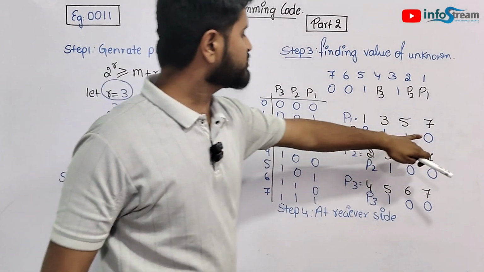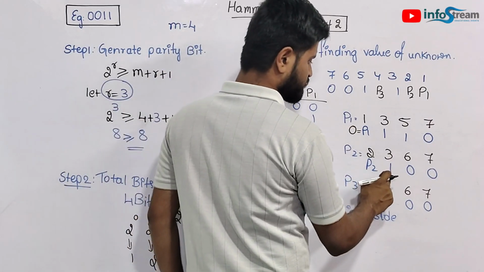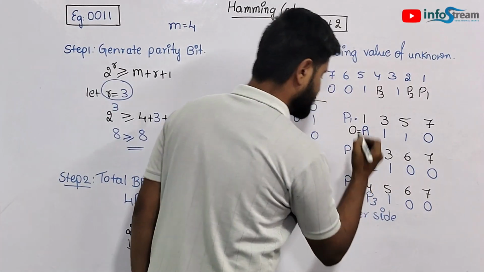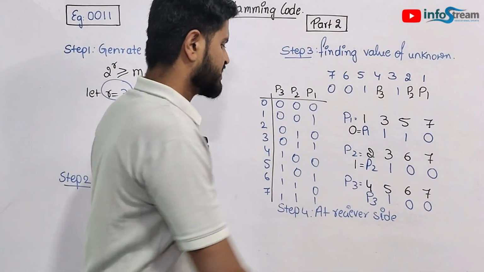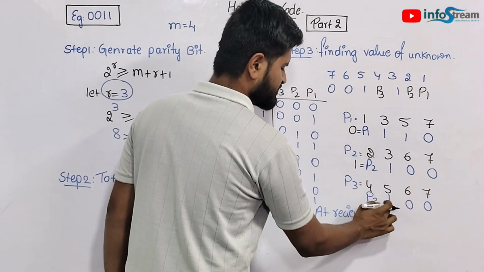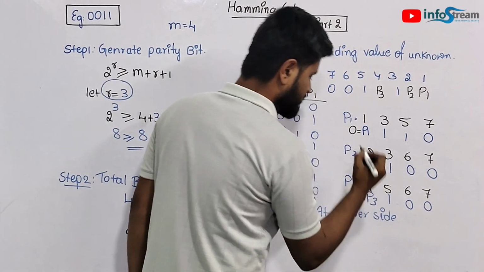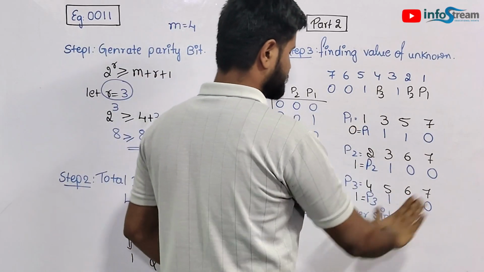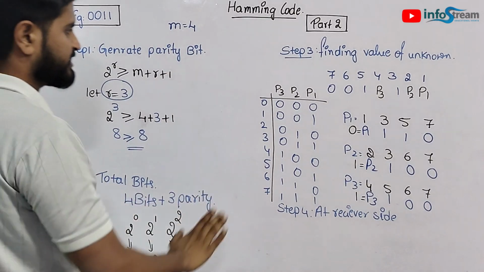Now you see two 0s and two 1s. Next, if you come to P2, only one 1 is there but two zeros are there. I want to balance, so I will assign the P2 value as 1. So two 1s and two 0s. Next, for P3, one 1 is there and two others are there. So to balance, I will write the P3 value as 1. Now you see we have balanced all of them.